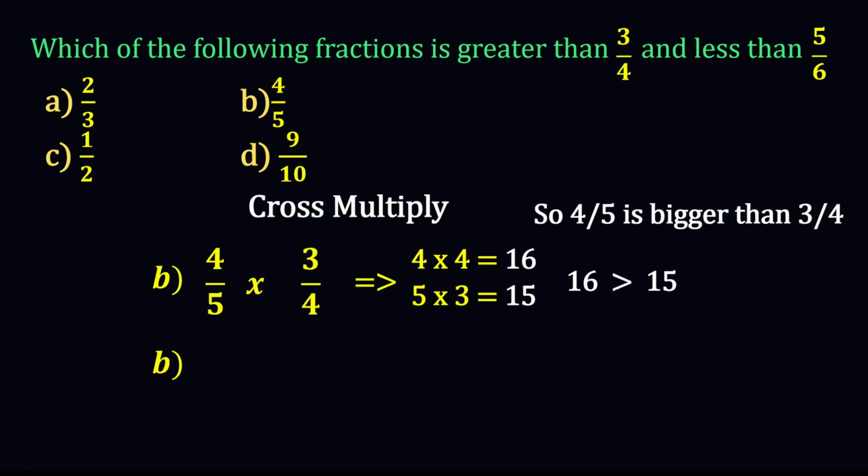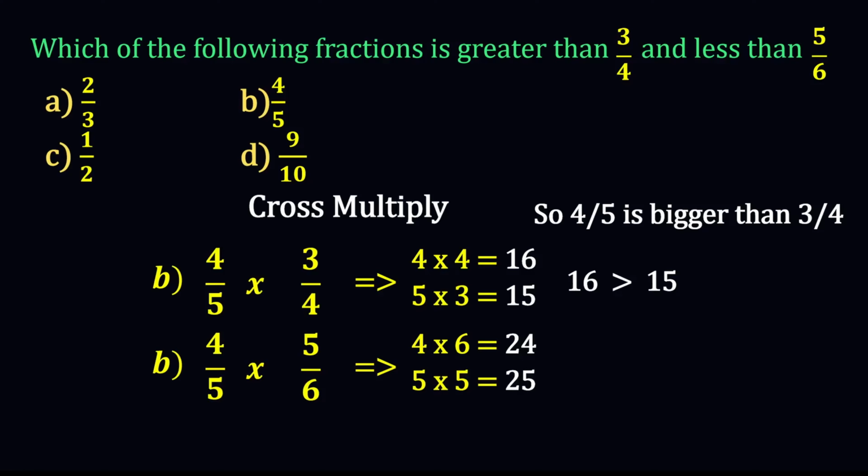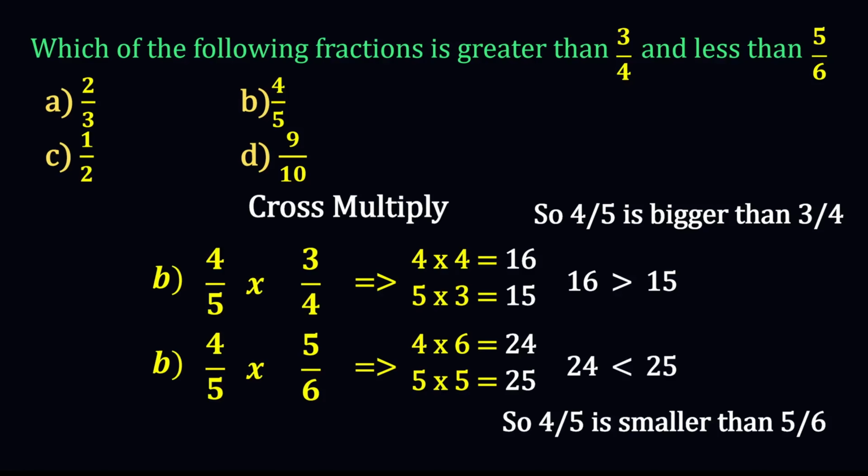Let's move on to the next part of the question, which is 5/6. So 4/5, which is option B, needs to be less than 5/6. So it must meet that condition. If I do cross multiplication, what is 4 times 6? That will give me 24, and 5 times 5 will give me 25. As you can see, 24 is less than 25. So 4/5 is smaller than 5/6. So this option B met the condition, which is greater than 3/4 and less than 5/6.